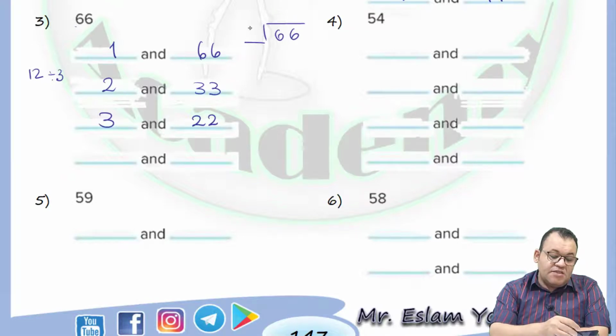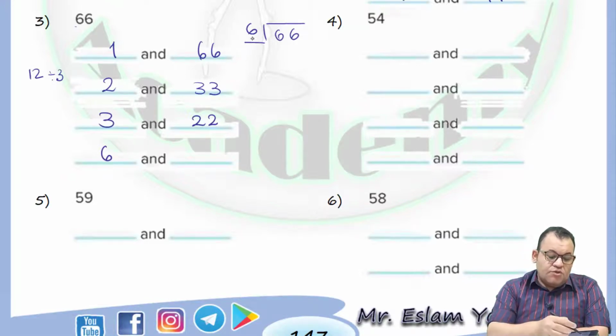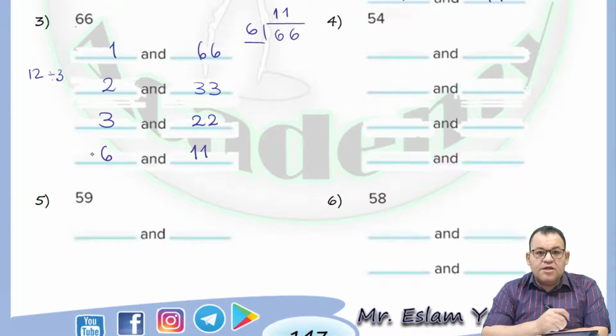So we can divide this number now by 6. It means 6 is one of its factors. So 6 is one of the factors of the number if this number is divisible by 2 and 3 at the same time. So 6 divided by 6 will be equal to 1. It means now we have 6 and 11.